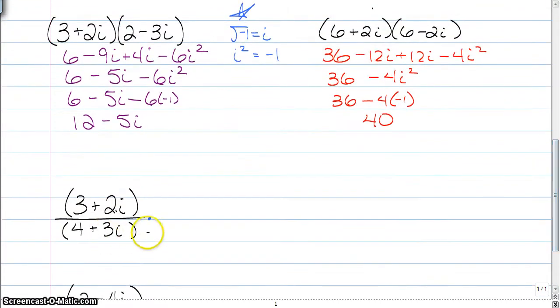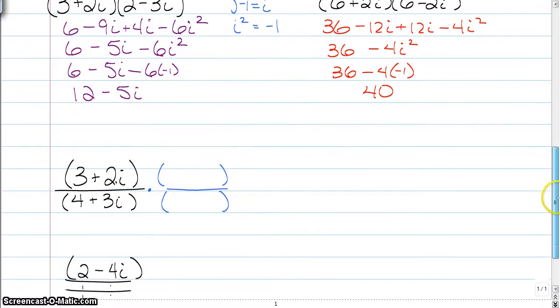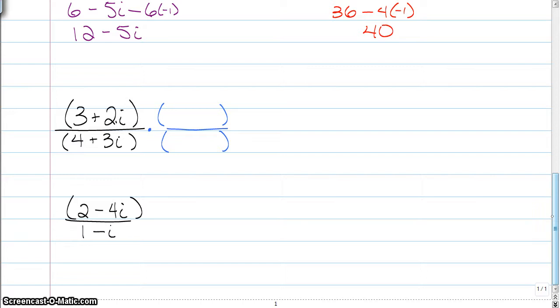If you want to multiply to get rid of something in the denominator, you need to make the i go away. So you're going to have to multiply the top and bottom by something. And that something needs to be what is known as the conjugate. And that's what we just did up in red. So this is going to end up being 4 minus 3i. Now we multiply the top and bottom by 4 minus 3i. Okay, it's like multiplying by 1.